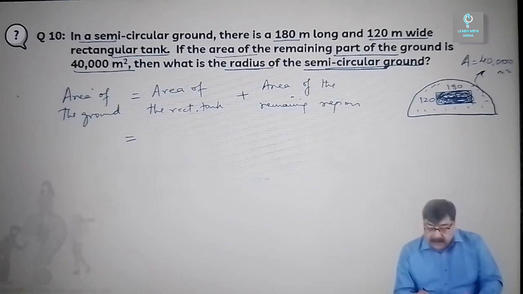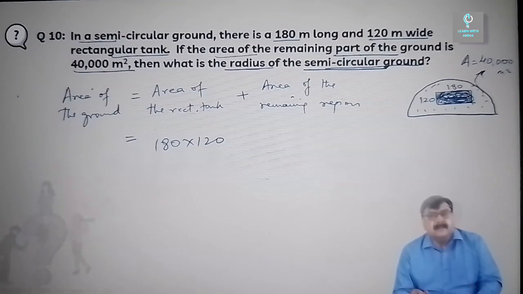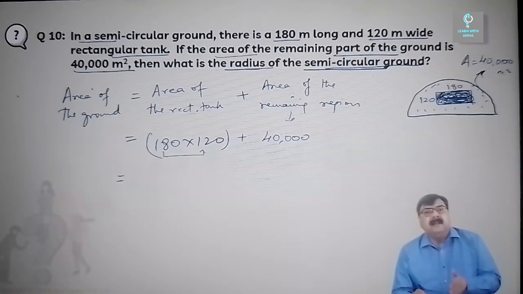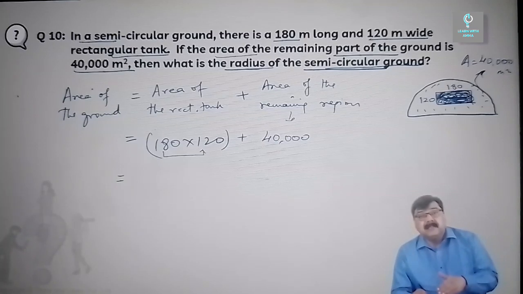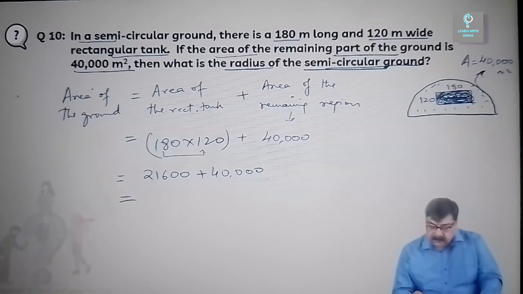Now the area of the rectangular tank we know is 180 into 120, that is length into breadth, and the area of the remaining region we already know is 40,000 meters square. So this becomes, well, 18 into 12, 18 into 10 is 180 plus another 36, 18 into 2, so 216. 21600 plus 40,000 shall become 61600. Now this shall be the area of the ground in meters square.